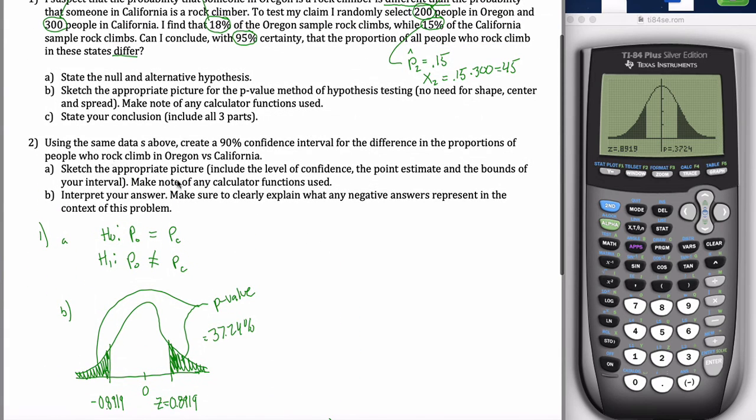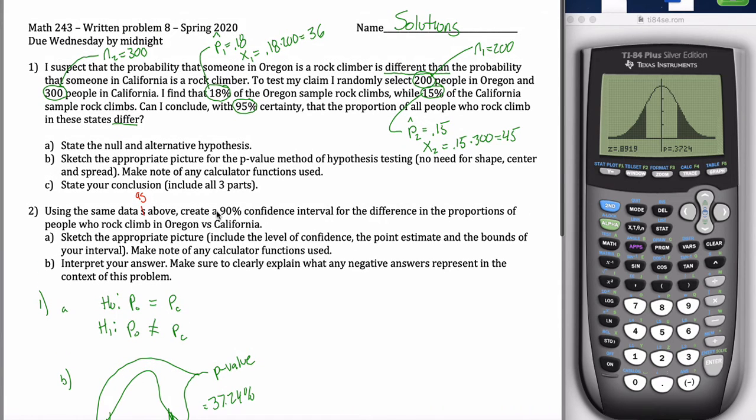And as you see in part 2 here, you can also do confidence intervals with 2 proportions. So we're going to use the same data as above, I suppose that's supposed to say. And we're going to create a 90% confidence interval for the difference in the proportions of people who rock climb in Oregon versus California. So since it says Oregon versus California, it would make the most sense to make Oregon's my ones and Californians my twos. Turns out you can do it either way.